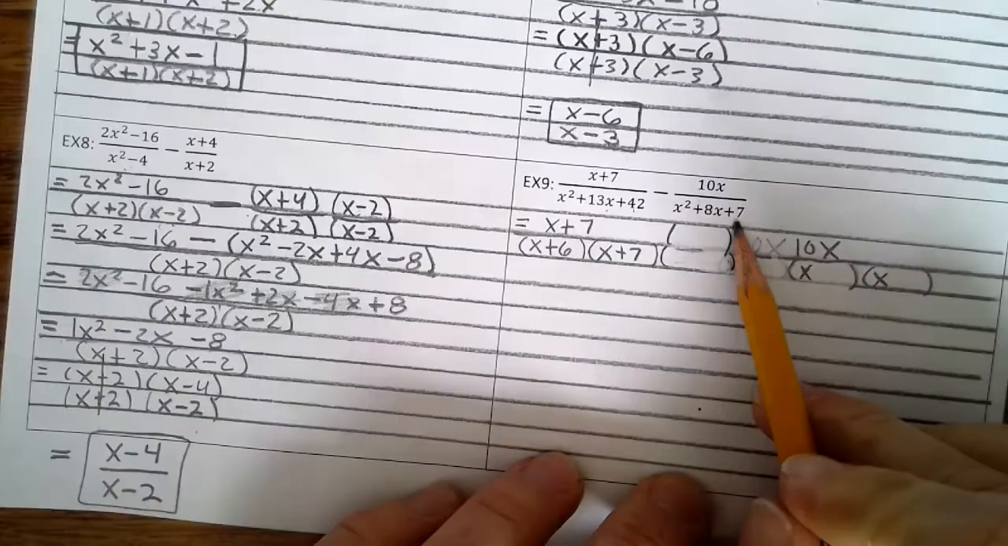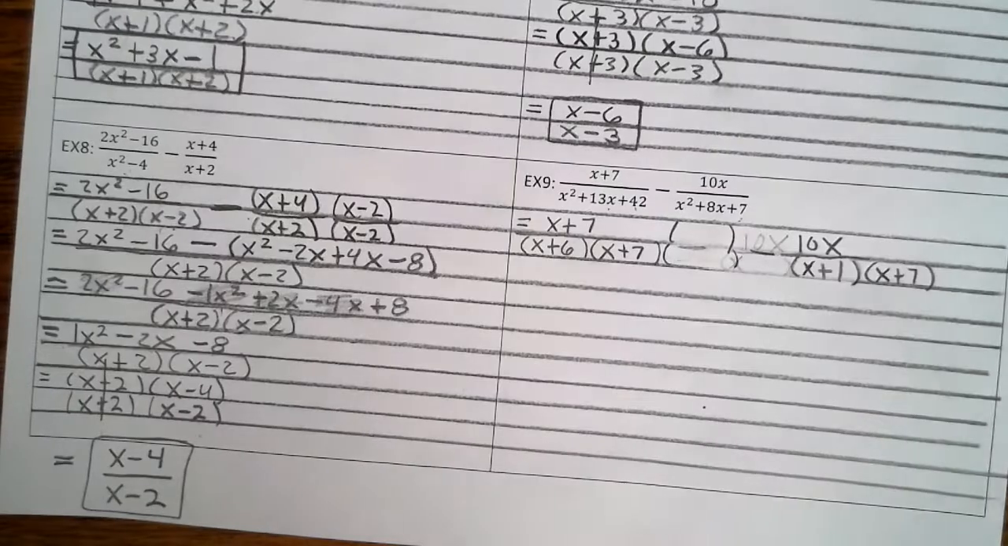Now, here, this has an x plus 6, x plus 7. It's missing x plus 1. So we need to multiply this by x plus 1, x plus 1.